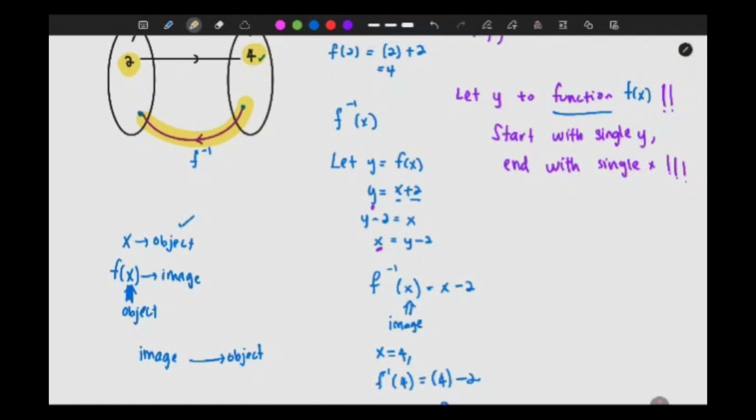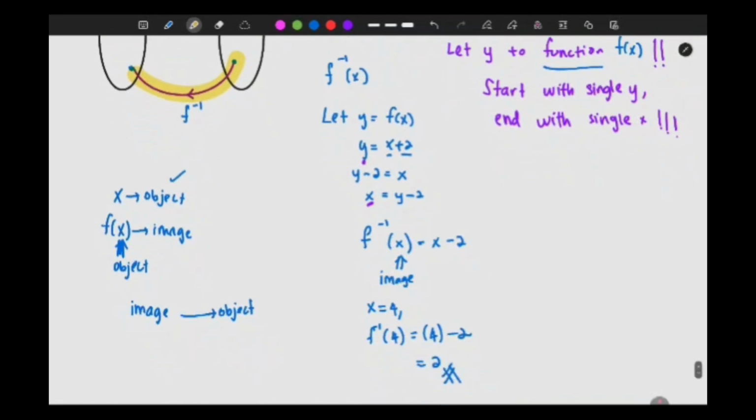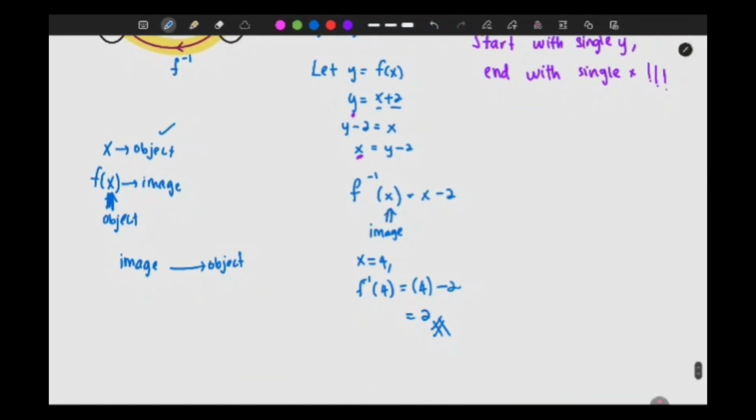I told you in my first video on function that function has something to do with relation. Relation has 4 types: one to one, many to one, one to many, many to many. And function, not everything, it's just 2 of them: one to one, many to one. No matter what, for your function, your image only has 1. Only 1. But inverse function, no.